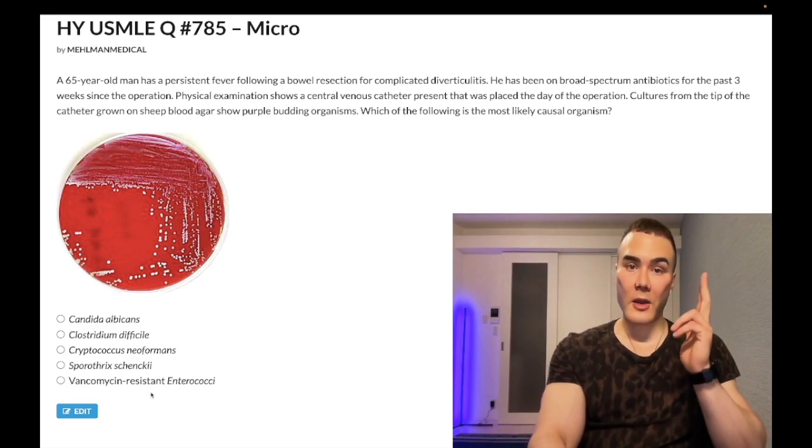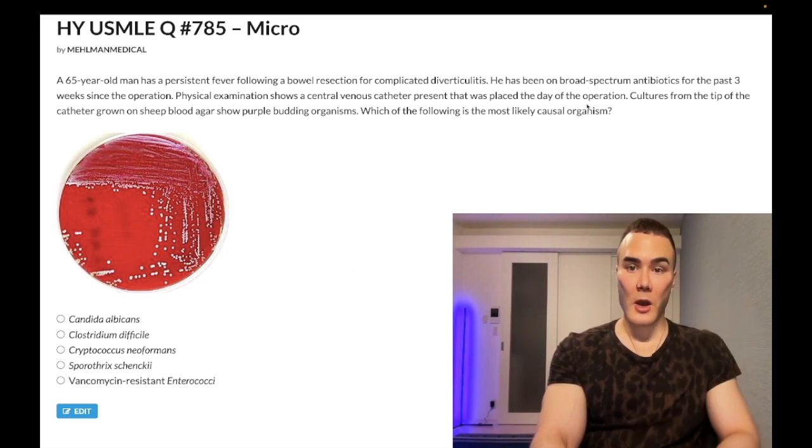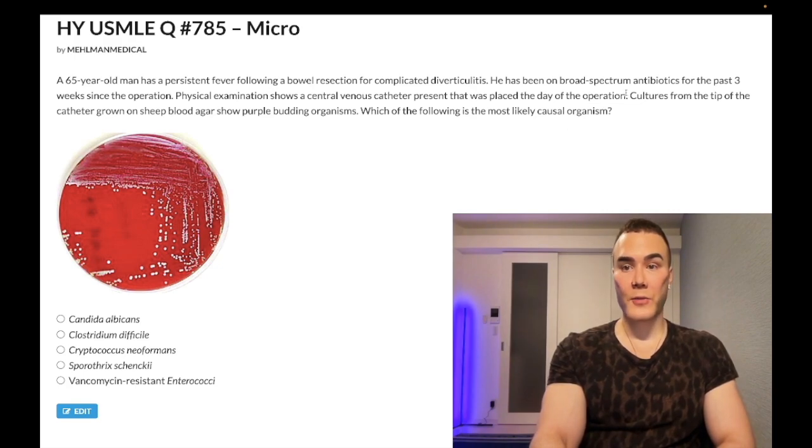And then if we look at the other bacterium listed, VRE, vancomycin-resistant enterococci, you say, well, there's been prolonged fever in the setting of broad-spectrum antibiotics for at least 3 weeks. Couldn't it be that he's got VRE? Isn't that possible? You're right, it is possible, but once again, bacteria don't bud, all right? So I don't really know what to tell you. You have to use a little bit of lateral thinking and then eliminate to get to the best answer.